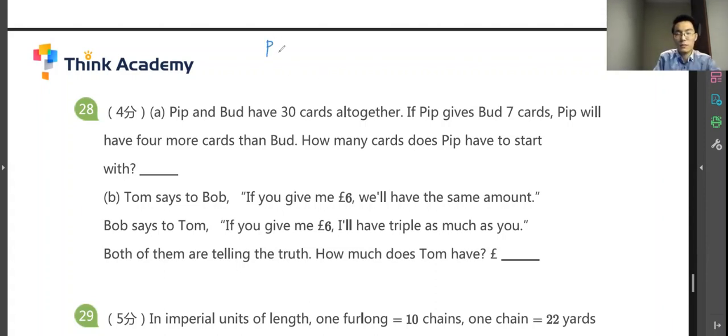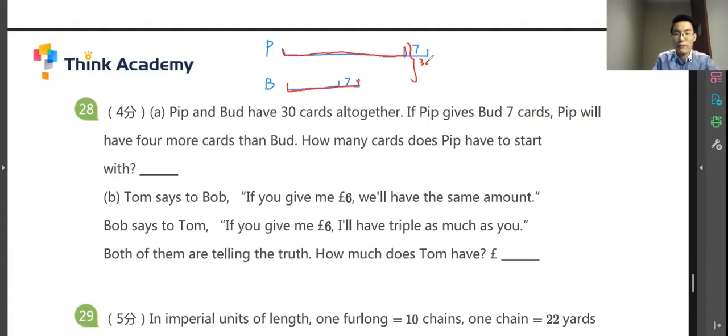Okay, so we can write Pip here and Bud here, and we can represent Pip with a longer line and Bud with a shorter line. So if Pip gives Bud 7 cards, so this is 7, and then what we need to look at now is just the red line here and the red line here. Okay, so this is the amount of cards they have after the redistribution of cards.